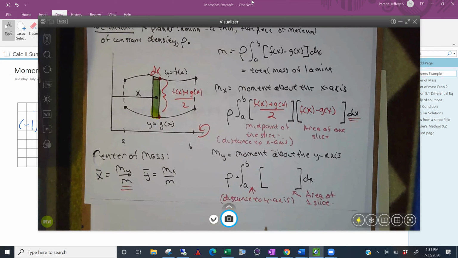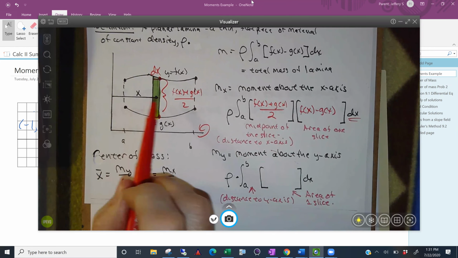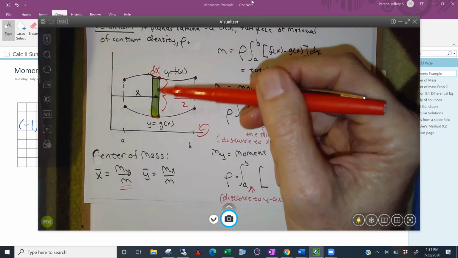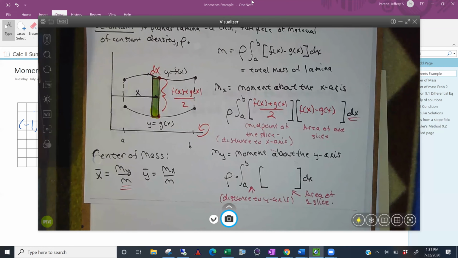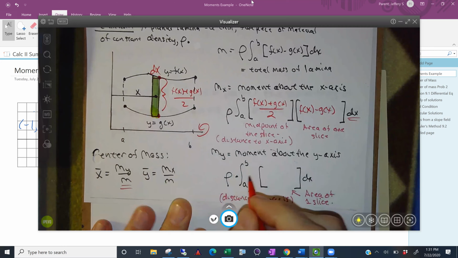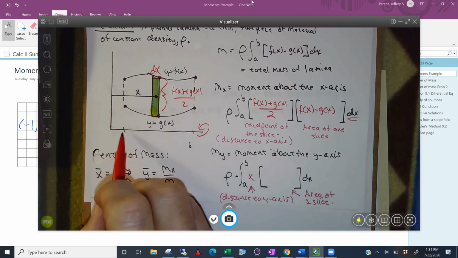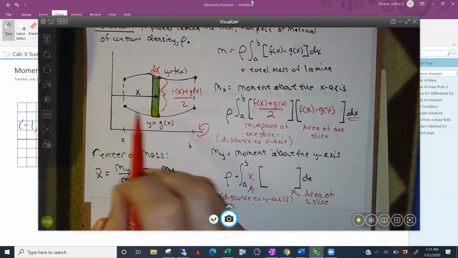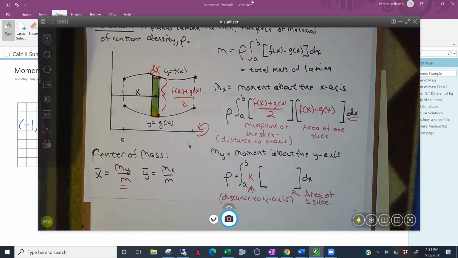Well, it's going to be a couple things. It's going to be the distance away from the y-axis that your plate is times the area of that plate. So let's work on each one of those. Now the distance away from the y-axis is just going to be x. And x is going to vary between a and b for your particular planar lamina.